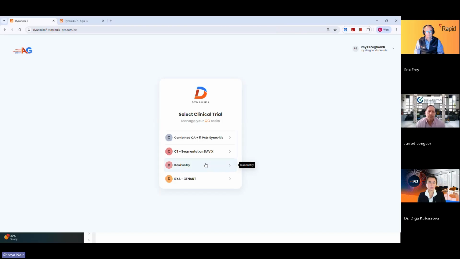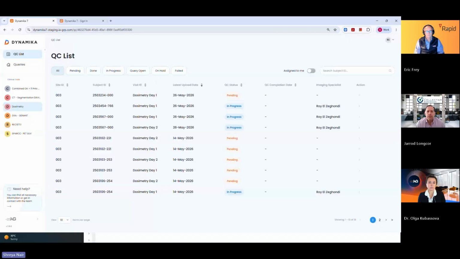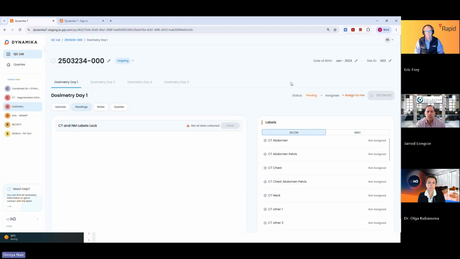All right, so as soon as the upload is done, it gets directly populated in the imaging specialist's task queue. So there's no wait between the upload and the process for QC. And once it's ready for the imaging specialist, they need to click on the particular subject that they need to perform the analysis on and assign the task to themselves, right?